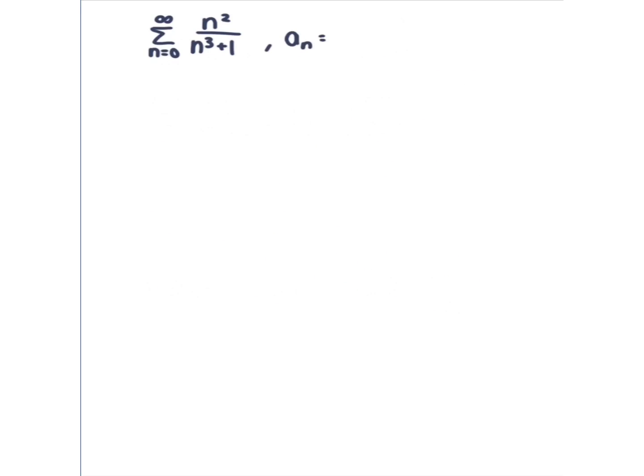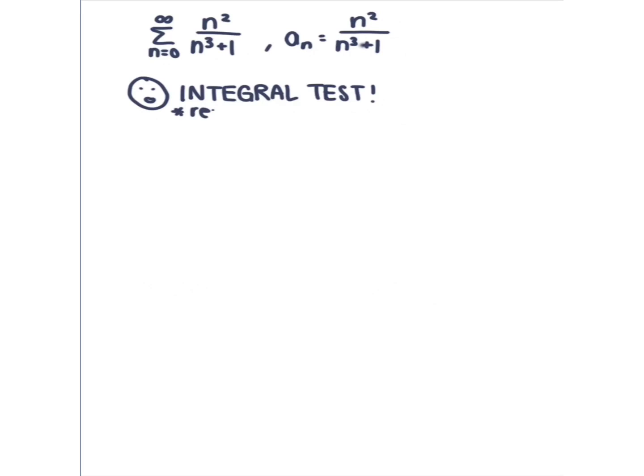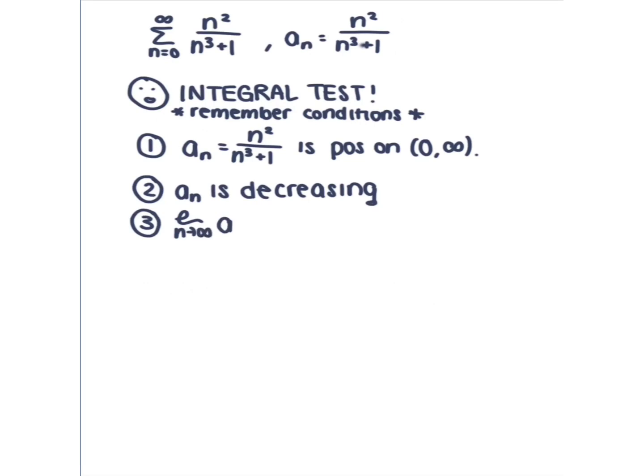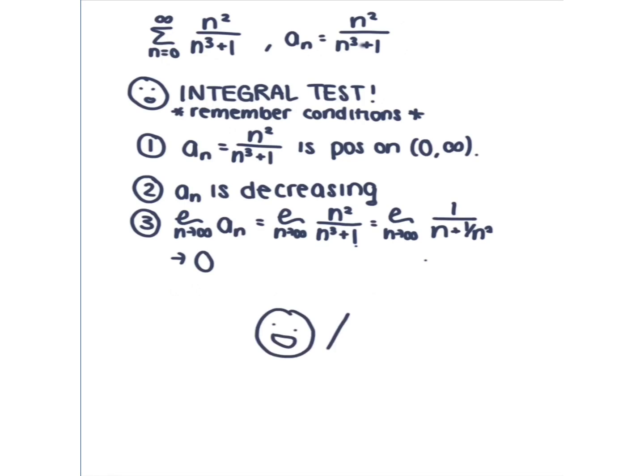Here we are given yet another series. We should use the integral test for this one. Now remember, there are 3 specific conditions you have to use. 1, the sequence is positive in the interval. 2, the sequence decreases in the interval. And 3, the limit of the sequence goes to 0. Nice. The conditions apply.